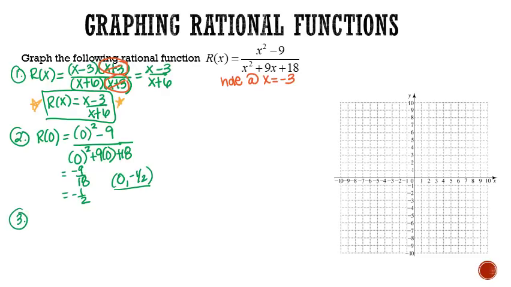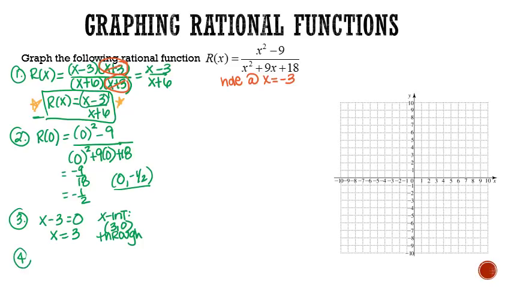Step 3 is to find the x-intercepts, and those are found by setting the numerator equal to 0. Again, we're going to be using the simplified version. The numerator is x minus 3, and that will equal 0 when x is 3. So that means we have an x-intercept at the point (3, 0), and that has a multiplicity of 1, to the first power. So that means that it's an odd multiplicity, so the graph will go through at that x-intercept.